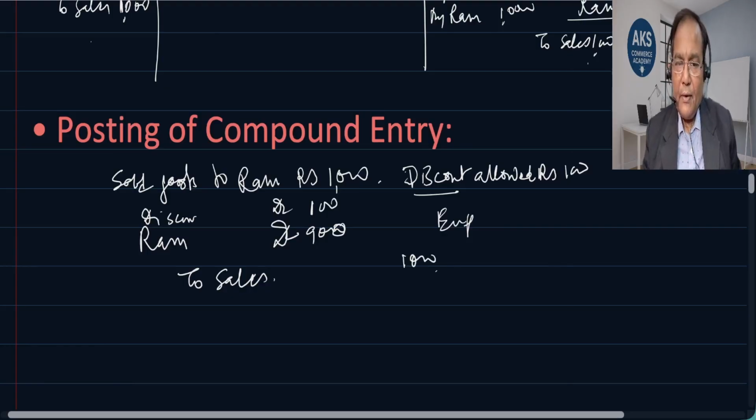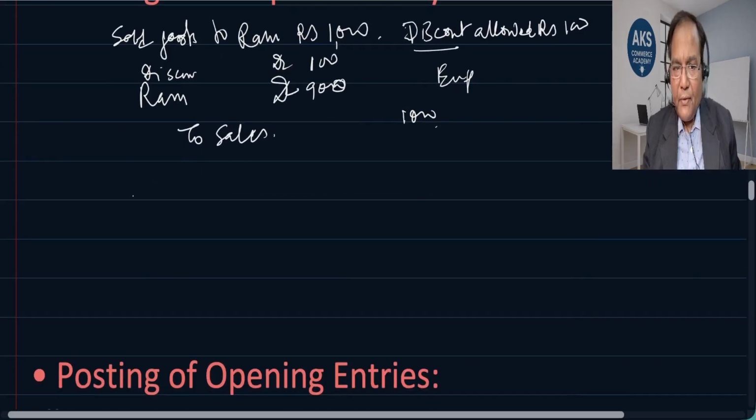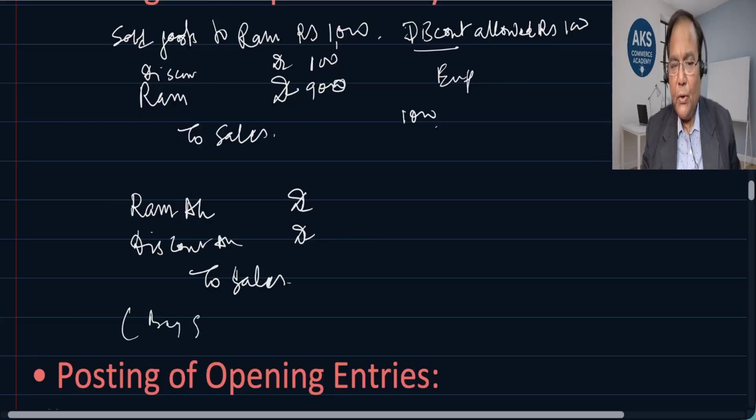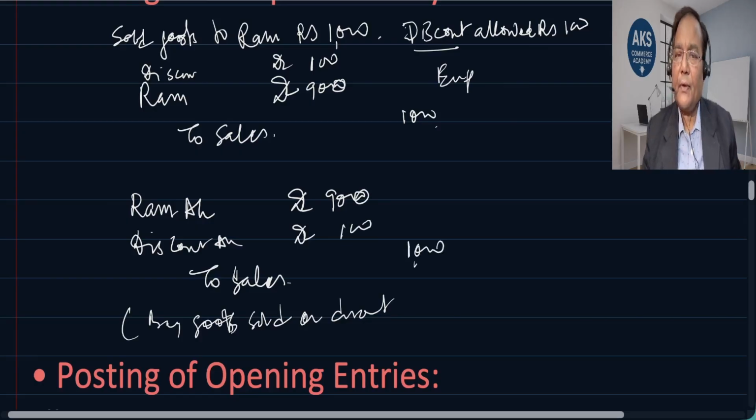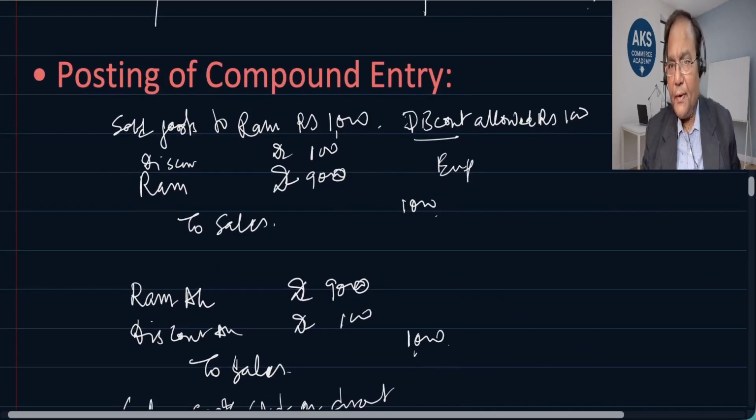So how can we write it? Let me write it once again. We can reverse it this way. Ram account debit, discount account debit to sales, being goods sold on discount. Okay. So Ram debit how much? 900, because 100 rupees of discount we are giving him. Discount is 100 and sales is 1000. This is how the compound entries are made.